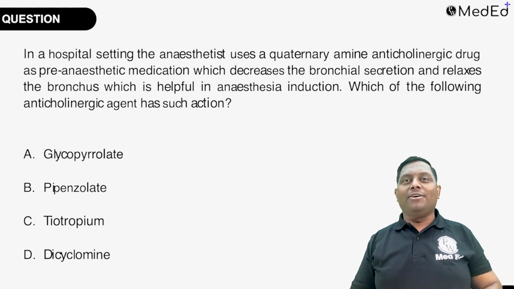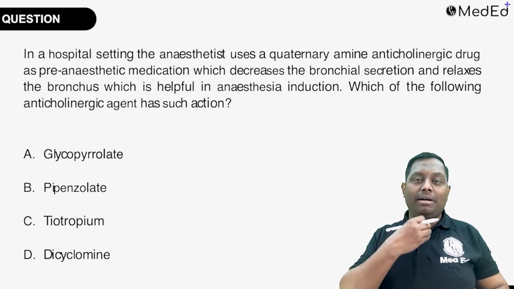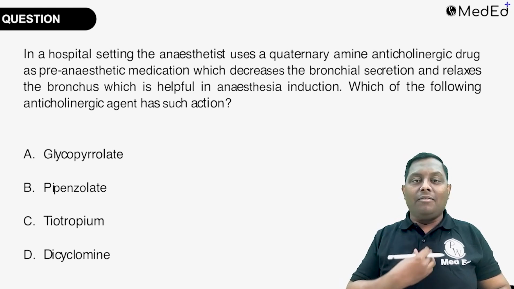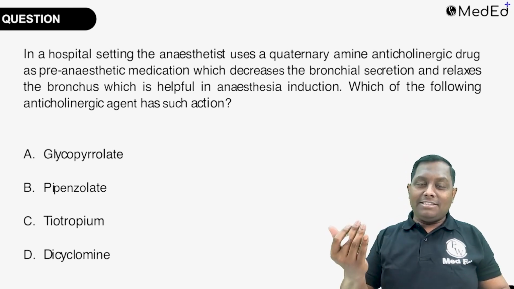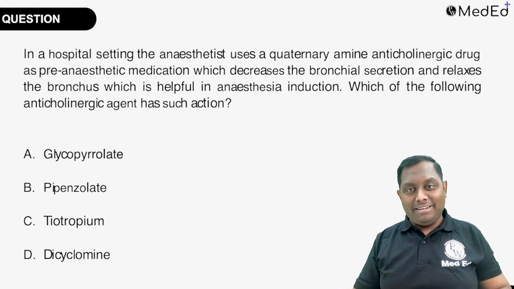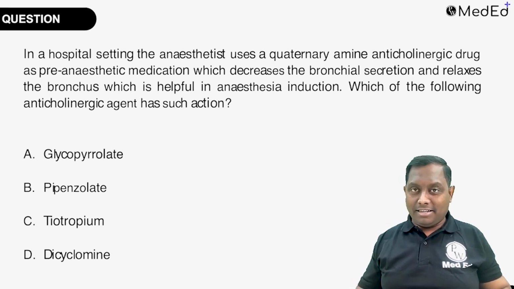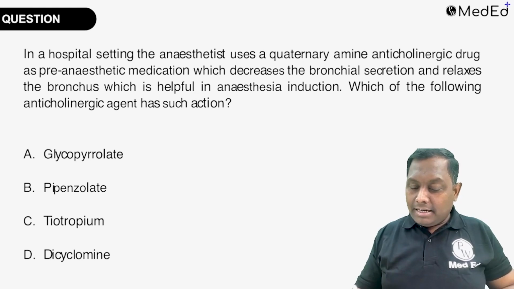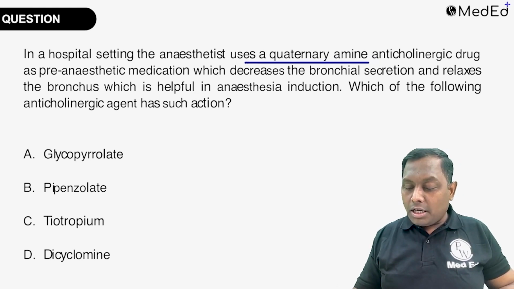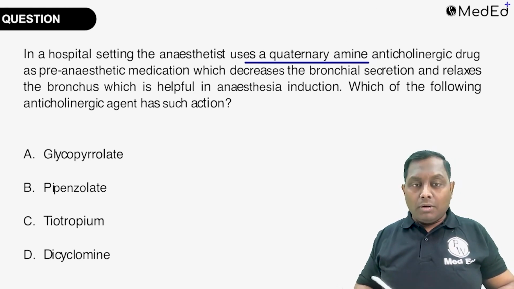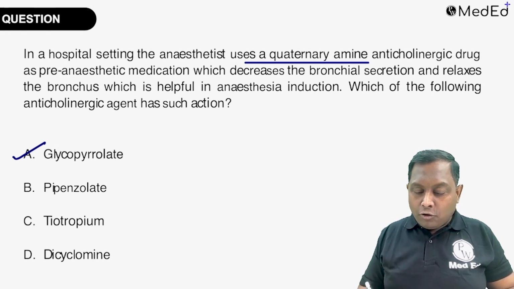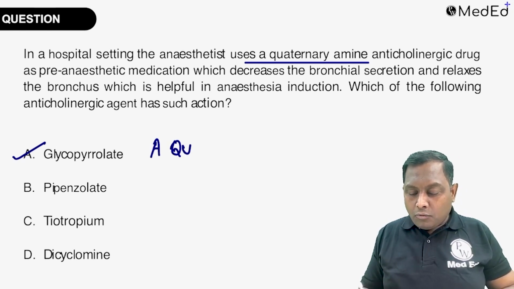Why? Because if the surface will be dry, if the pathway of airway will be dry, the anesthesia induction will be much better, है ना. And plus there will also be decrease in the risk of aspiration. So they always give pre-anesthetic drug. Now here examiner is telling that anesthetist uses a quaternary amine. So a quaternary amine that he utilizes is glycopyrrolate. It is one of the quaternary amines.